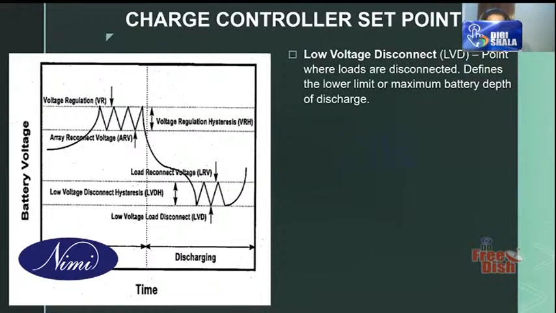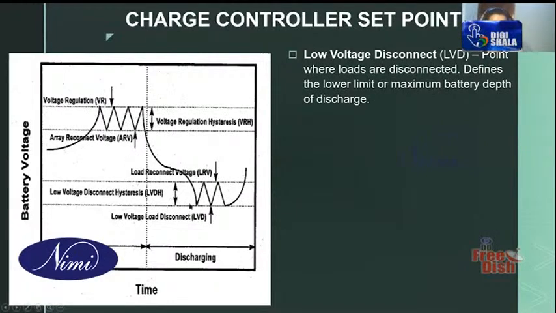So what will happen? Your battery charger will disconnect your battery from the load. The voltage at which the load is disconnected, that voltage is called low voltage load disconnect, LVD, low voltage disconnect, LVD. Here your load got disconnected. All these tasks are being done by your battery charge controller.